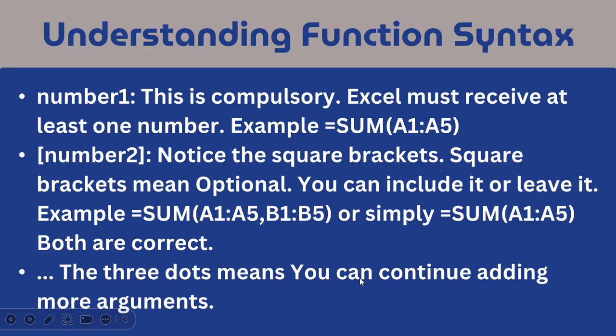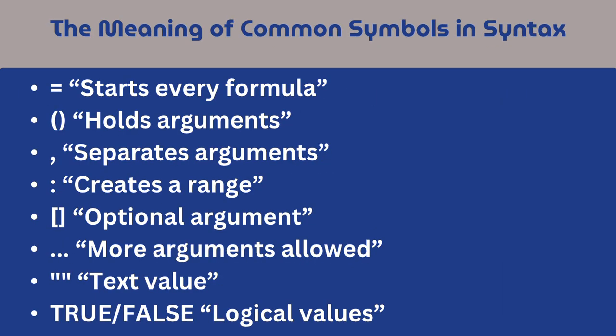The last thing we saw in that syntax was the dot dot dot. The three dots mean you can continue adding more arguments. There are some syntaxes that do not allow more than two arguments, and there are some that allow you to continue adding more arguments. So when you see these three dots in a syntax, it means the syntax allows you to add more arguments. Now the meaning of common symbols you can see in a syntax: the equal sign must always start every formula. When you see this particular bracket, it holds the arguments.